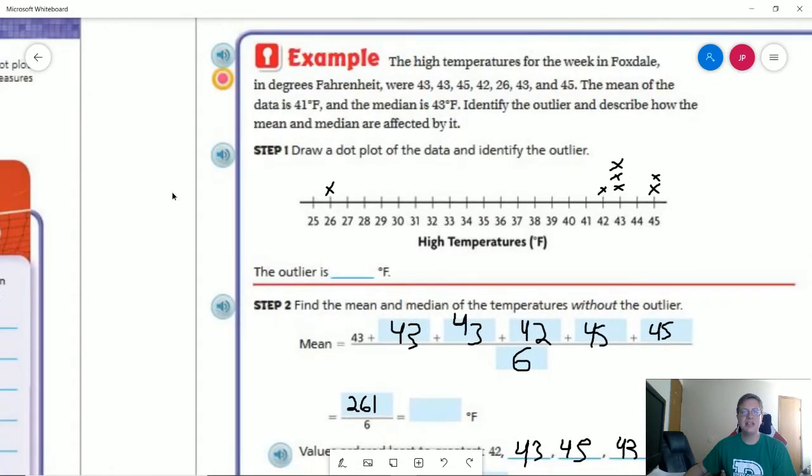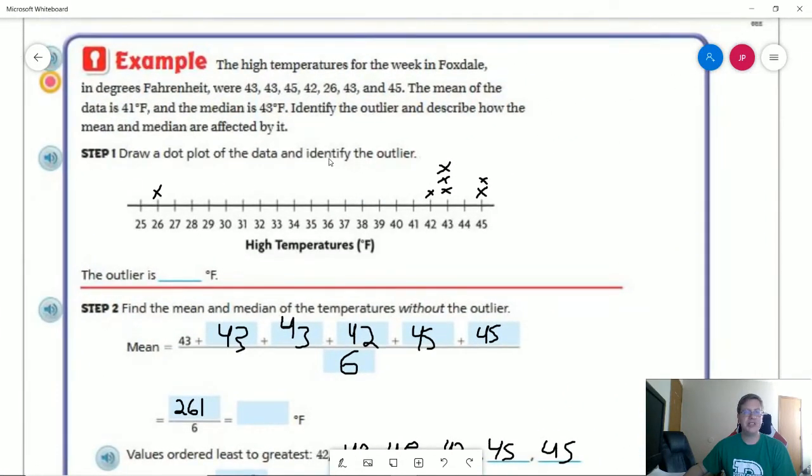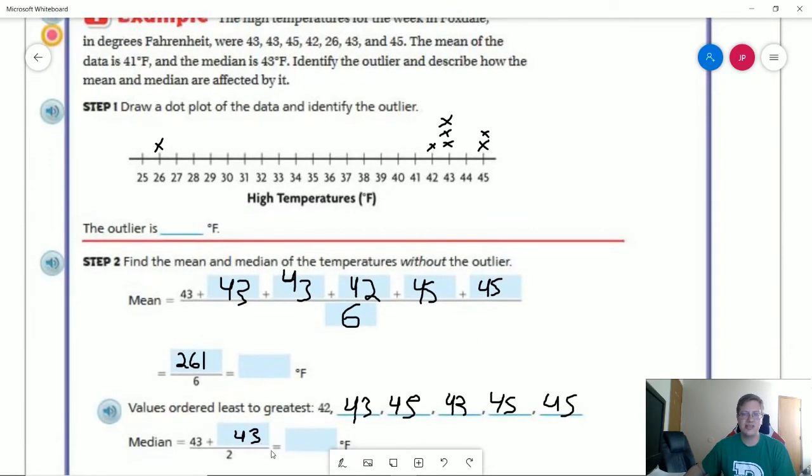So let's take a look at our example on the second page. We have a list of temperatures. Again, we've gone ahead and drawn that out. If you want to go ahead and pause the video and get caught up, the next step is for the purpose of figuring out how the outlier can affect our results. So we're going to find the mean without the outlier. That should give us a total of 261 over 6.